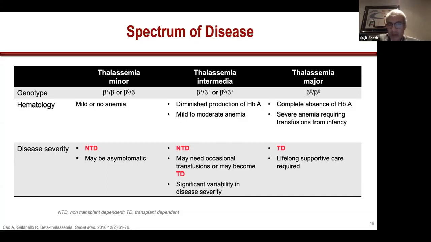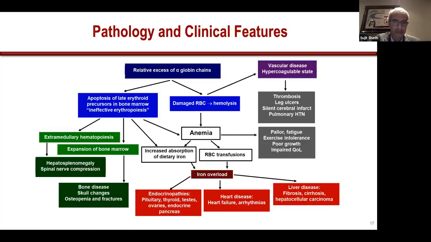And then in between, you have these other genotypes, beta plus/beta plus or beta 0/beta plus, with a decreased but not absent production of hemoglobin A, leading to mild to moderate anemia. Most of these individuals may not be transfusion dependent and may need an occasional transfusion here or there, but over time, non-transfusion-dependent patients do progress to becoming transfusion dependent as the severity of the disease increases over time. So there is significant variability in the severity in this intermediate category as well.